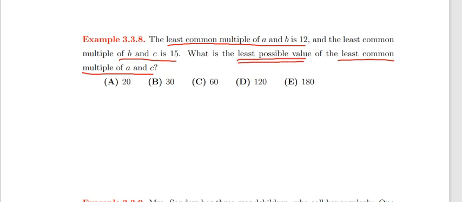So let's check. Let A, B be such that we want to guarantee their least common multiple is 12. So maybe we can put A equals 3 and B equals 4. Or we also can, let's say, put A equal 4, B equals 3, right?